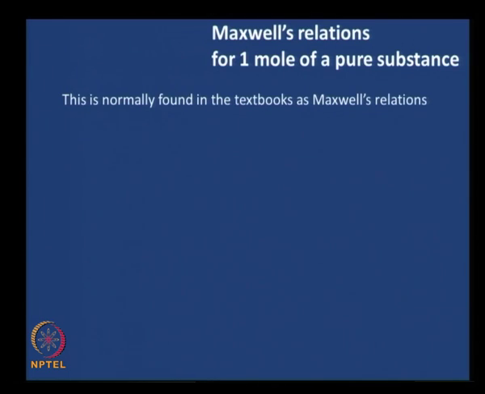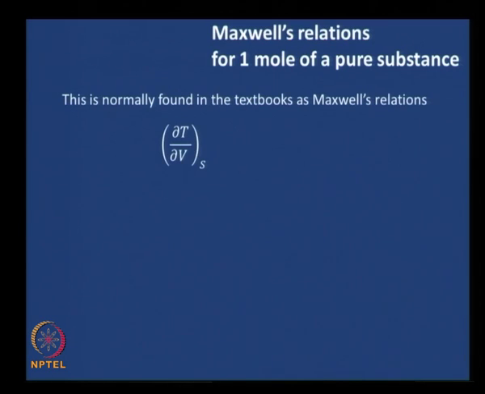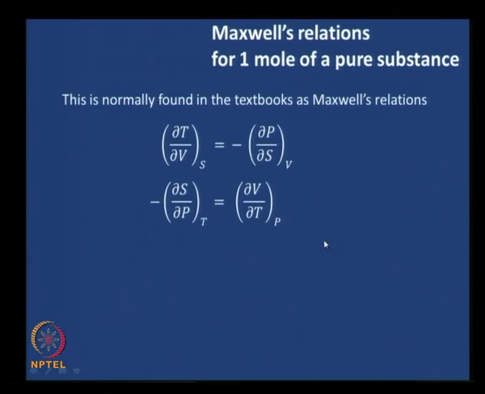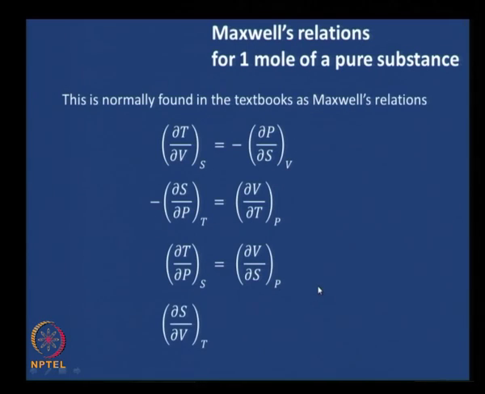Let us look at these relationships for completeness, because you can directly use these relationships under such conditions where you have 1 mole of the substance. (∂T/∂V) at constant S equals minus (∂P/∂S) at constant V. This was obtained by applying the reciprocity relationship to the total differential written for 1 mole of the substance. (∂T/∂V) at constant S equals minus (∂P/∂S) at constant V, minus (∂S/∂P) at constant T equals (∂V/∂T) at constant P, (∂T/∂P) at constant S equals (∂V/∂S) at constant P, and (∂S/∂V) at constant T equals (∂P/∂T) at constant V.